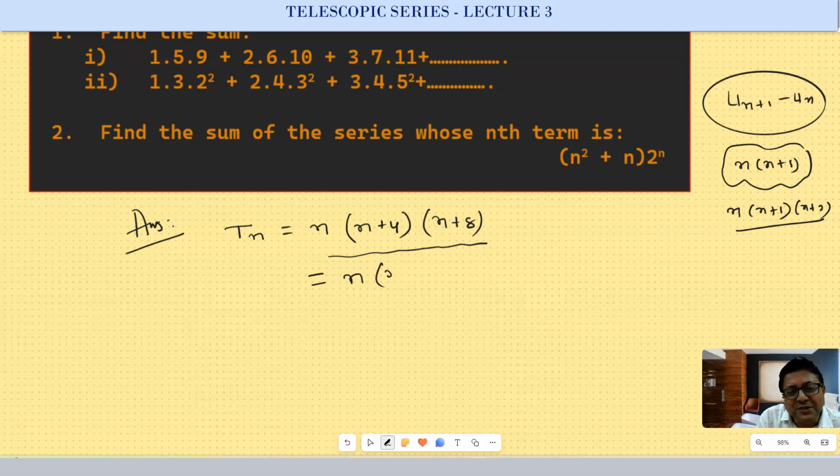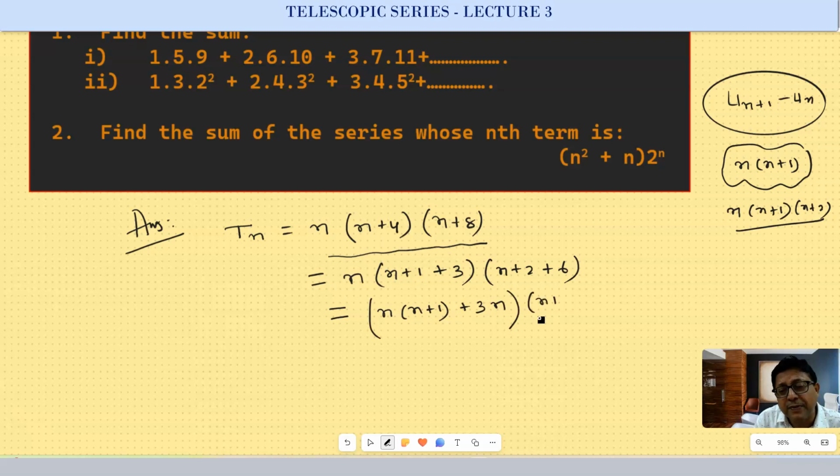So we are writing this one as n plus 1. We need n plus 1 plus 3. We need n plus 2 also. We write n plus 2 plus 6. Now let's see what happens. It is n plus 1 plus 3n multiplied by n plus 2 plus 6.